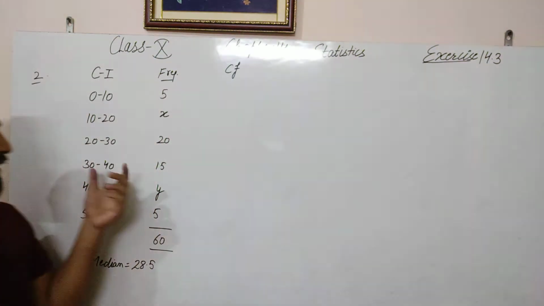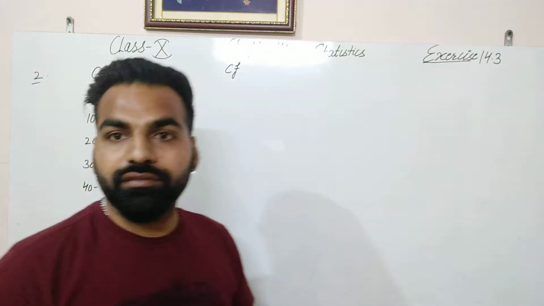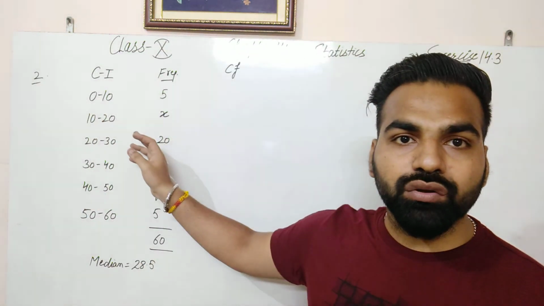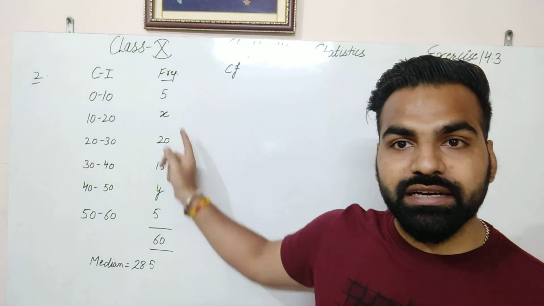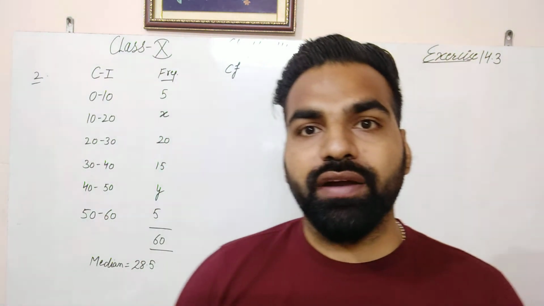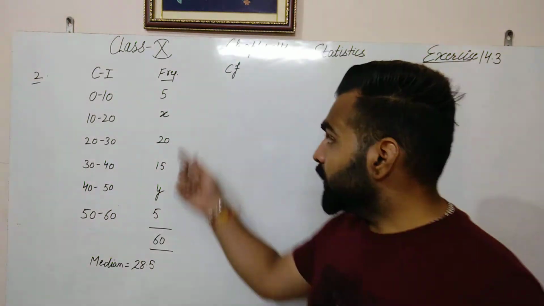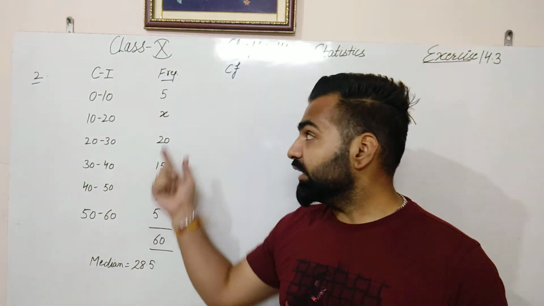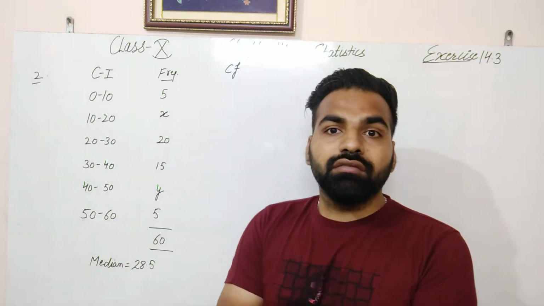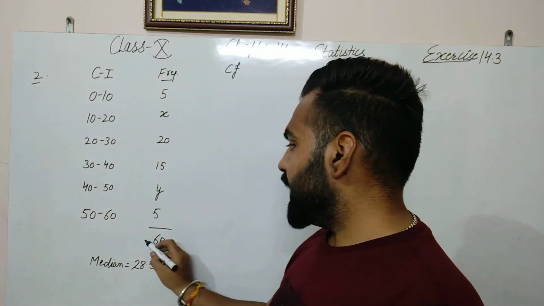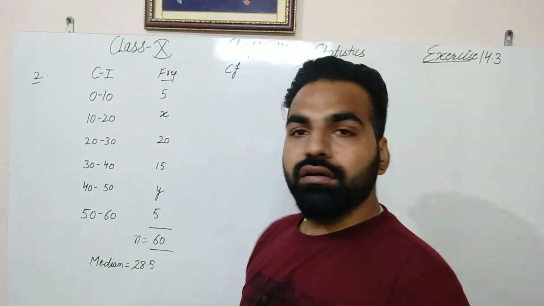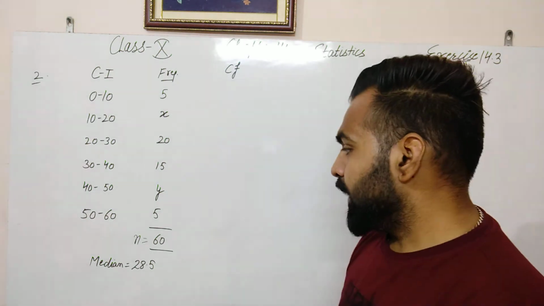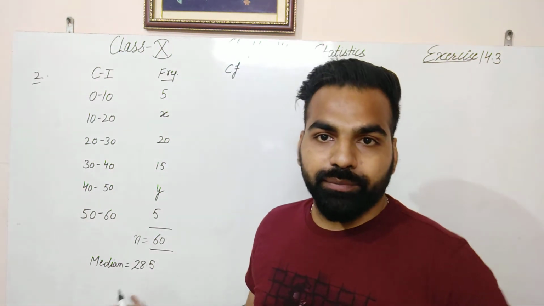Class intervals are given, frequencies are given, and we can see that there are two unknowns in the frequency, that is x and y. So basically we have to find the value of x and y. The total of all these frequencies is given as 60, and we know that the total is the value of n here. So this is our n. N is given as 60 here. So median is given as 28.5.